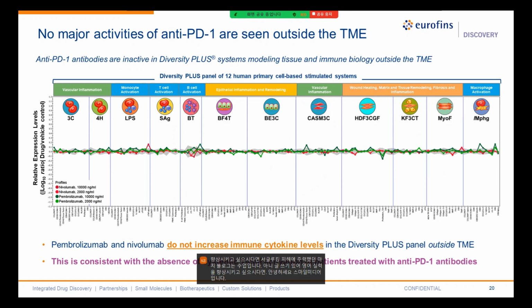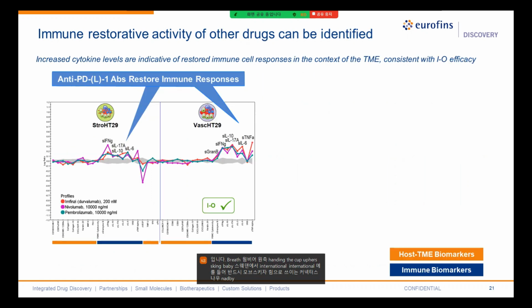The PD-1, PD-L1 checkpoint inhibitors can restore immune function within the tumor, and so there is a localized increase in cytokine levels in the tumor, but it is not systemic. And this models exactly what is seen in a clinical scenario, and it's why these drugs are not systemically toxic.